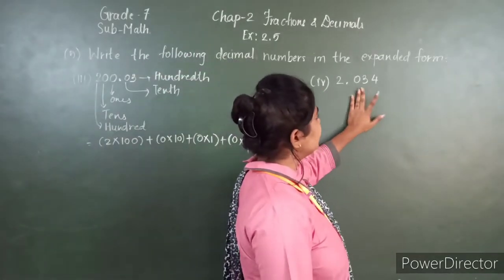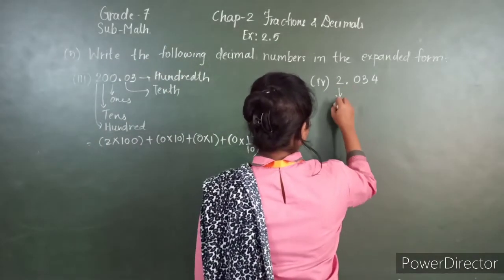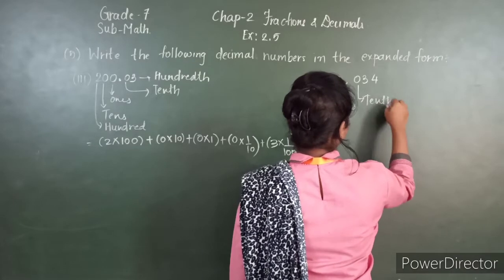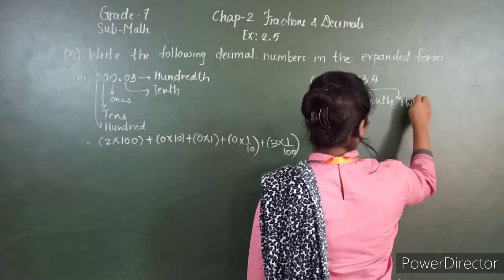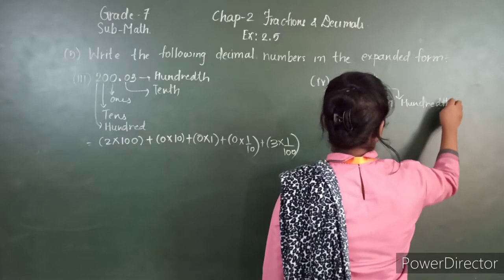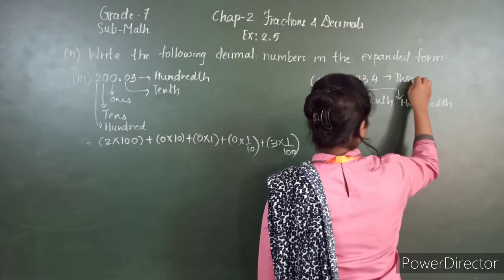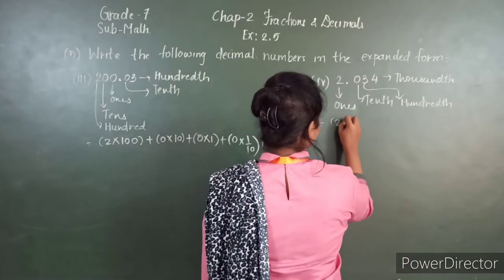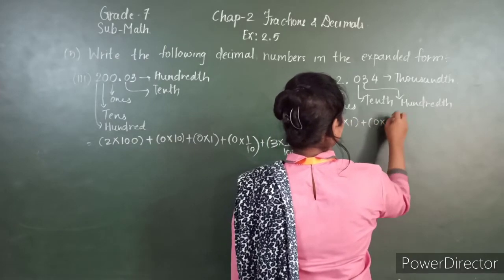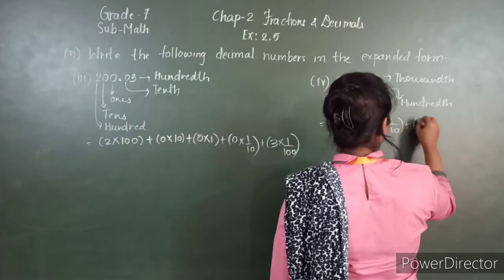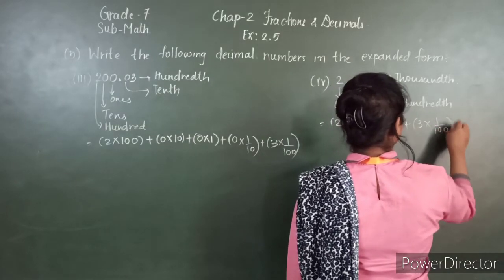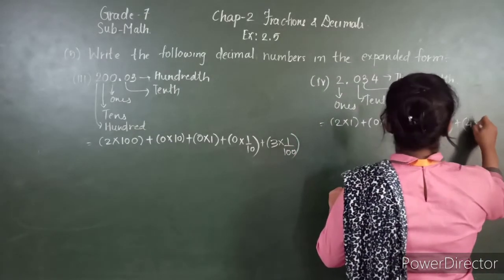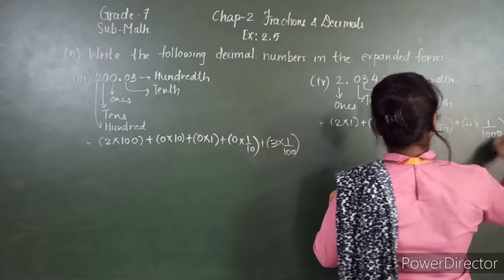Now fourth number, 2.034. This place means ones, this means 10th, this means 100th, and this means 1000th. So here 2 into 1 plus 0 into 1 upon 10 plus 3 into 1 upon 100 plus, here this place is considered as a 1000th place, so 4 into 1 upon 1000.